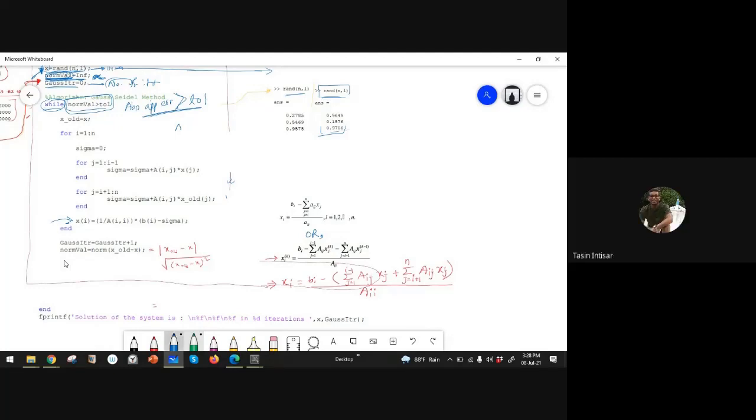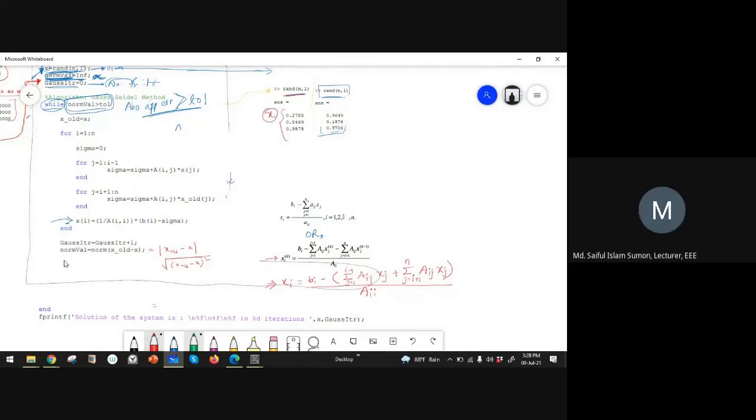Sir, here we are only finding x, not y and z? All three, because x1, x2 and x3. X is a matrix. Okay, sir, I understood. Yes.